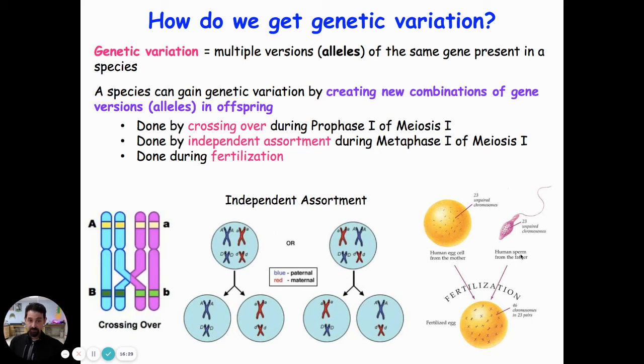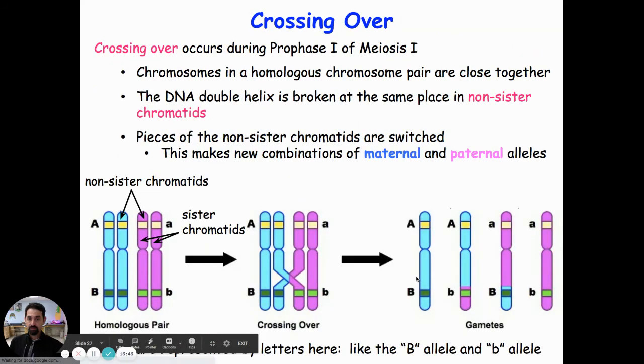And then also during fertilization, you have a huge variety of possible outcomes for this gamete's genetic makeup. So by the time you look at uniting those two gametes, that also creates a lot of variation. All right, so first off, on crossing over, once again, the chromosomes in a homologous pair are close together.